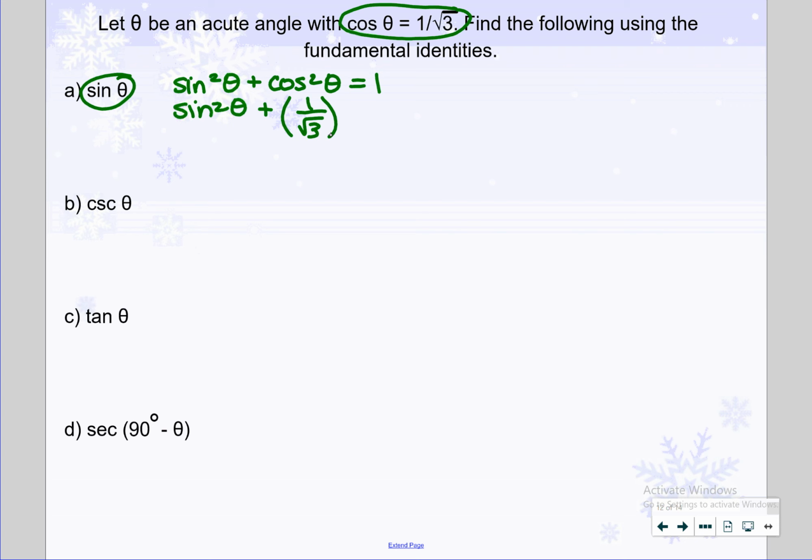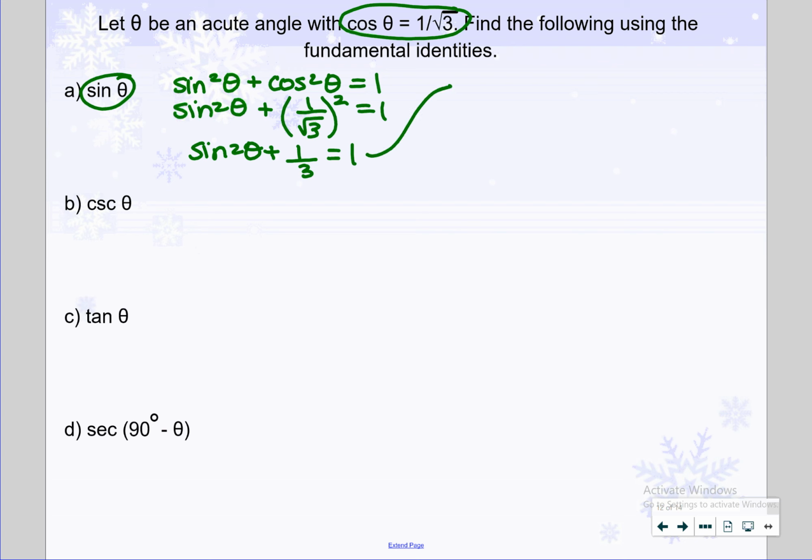Remember, that is not an angle, that is the whole cosine. So the cosine and the theta disappear. Just don't forget that it's squared still. Then we're going to square the numerator and denominator. Sine squared plus 1 squared on top is just 1. Rad 3 squared is 3. So sine squared plus 1/3 equals 1. Solve for sine.